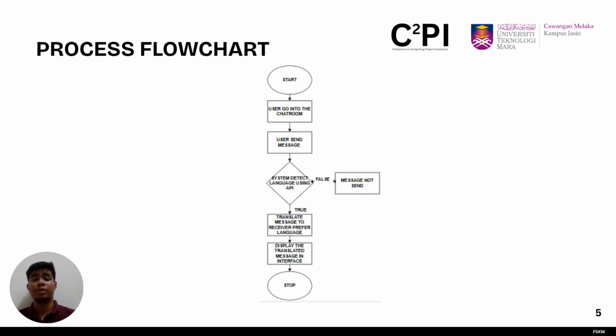If the process goes through and the message is sent successfully, the message will be translated into the receiver's preferred language. After that, the translated message is displayed in the user interface. Then the process will loop for the other messages.